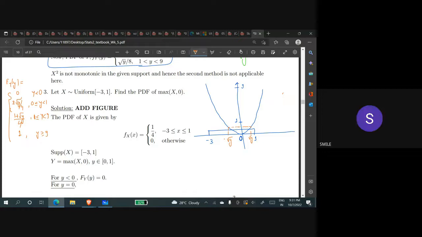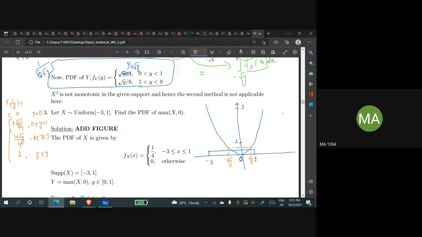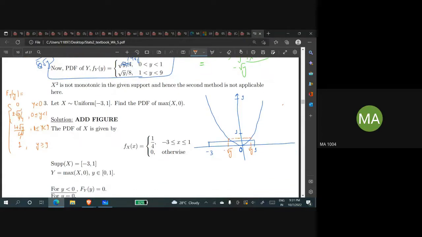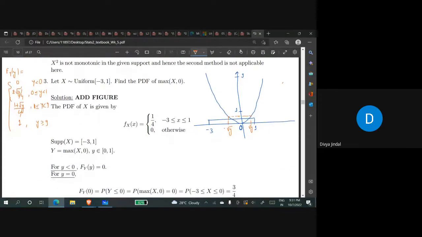Ma'am, we were supposed to find CDF or PDF? No, we are supposed to find PDF. So this is the CDF I have written. Now if you have to find the PDF, you will differentiate this function to get the PDF. What you have been seeing here on the screen for PDF is wrong. I will change it. So you just have to differentiate these with respect to y. Yeah, it's a little complex.